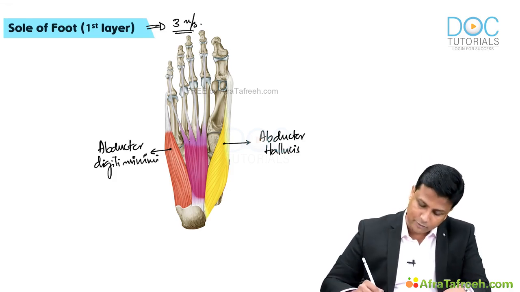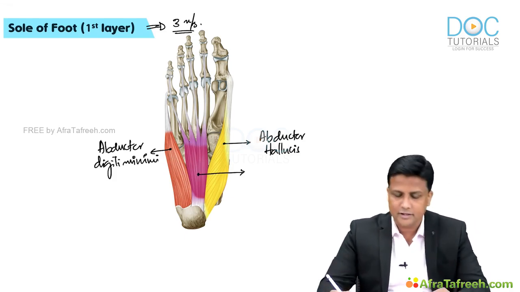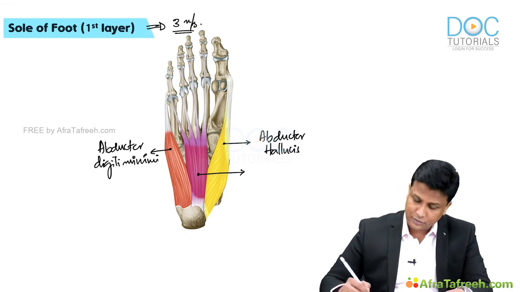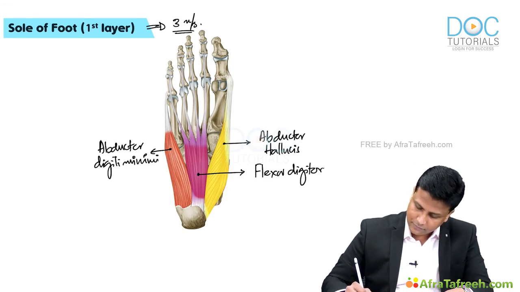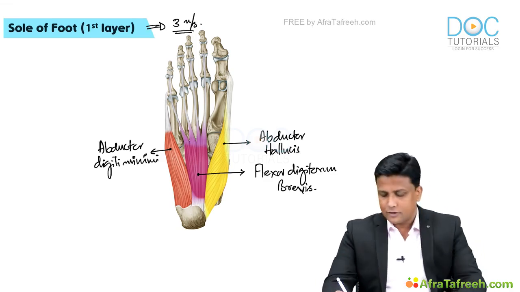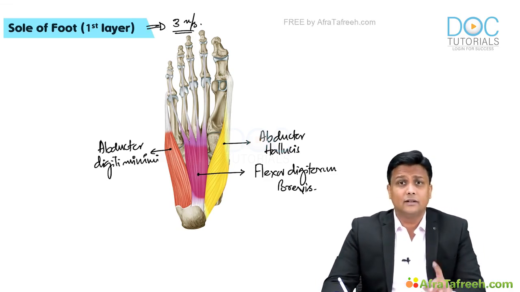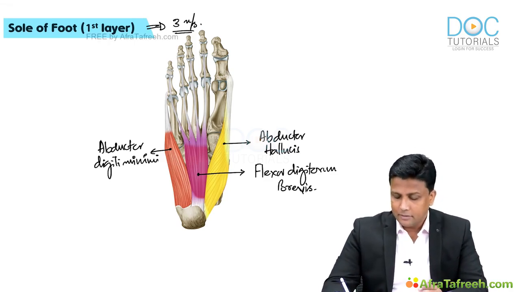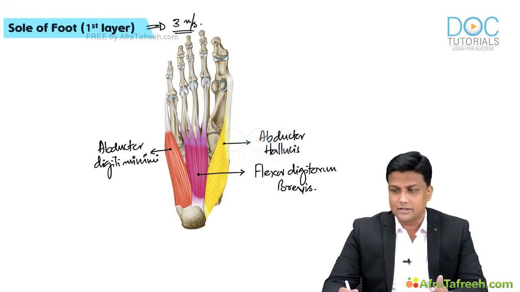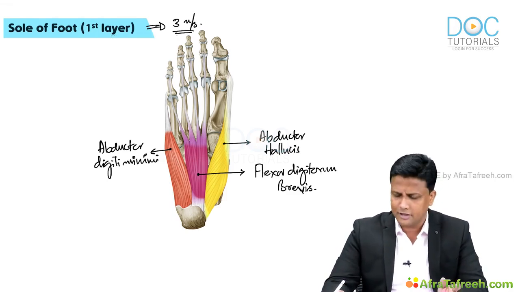Then apart from that, there is one more muscle present in the middle here, and you can clearly see it dividing into 4 tendons and supplying the digits. So the name of this one will be flexor digitorum brevis. Obviously it can't be longus. Why? Because flexor digitorum longus, we have already seen, is the long muscle coming from the posterior compartment of the leg. So this is definitely the brevis one, the shorter one. Now in the first layer we have three muscles: abductor hallucis, abductor digiti minimi and flexor digitorum brevis.